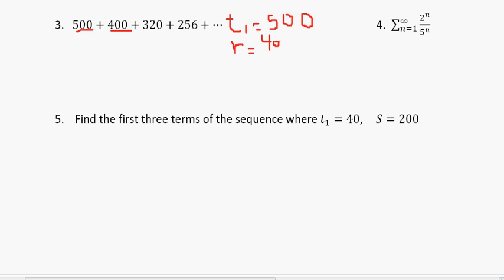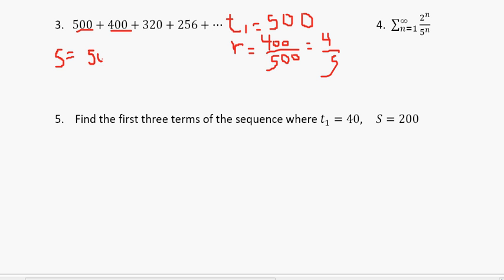So you do 400 over 500. So your common ratio is 4/5. Okay, is 4/5 between negative 1 and 1? Yes, it is between negative 1 and 1, so this has a sum. And the sum is equal to, and we don't have an S sub n here, we just have a sum because it's an infinite amount of terms.